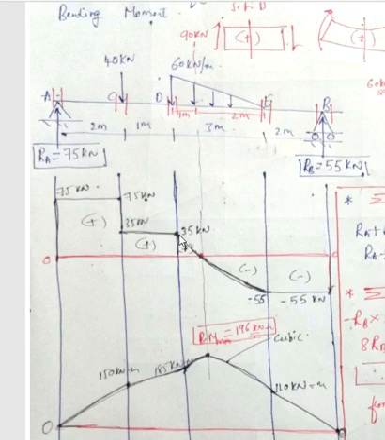I got the value of 35 kilonewton at this point. Now if I consider this section also, there are no additional forces induced, so it will be 35 only. Now come to this section.